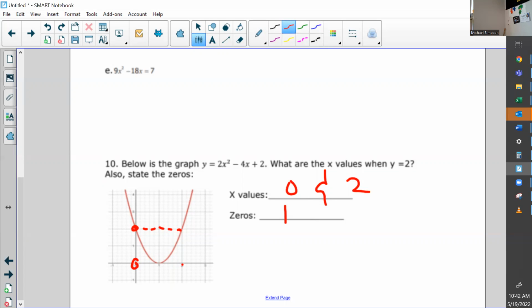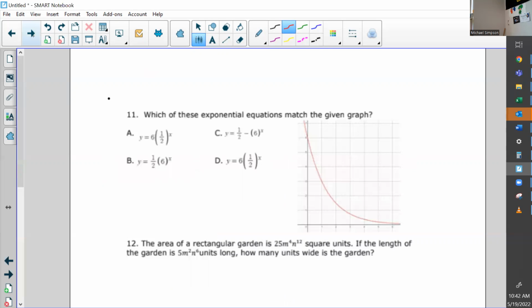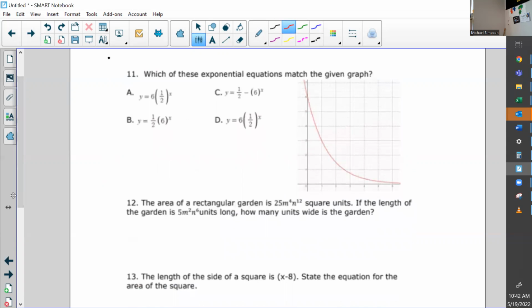Let's go to number 11 now. Which one of these is the exponential match? Again, I remember when we did the STAR review, you could graph these and see which one matches the function, or just look at it. C is not an exponential function, so that goes out the window, and then we'll look at the graph. This is the y-intercept right there. So 6 is the y-intercept, and so it can't be b because the y-intercept is 1/2 right here.